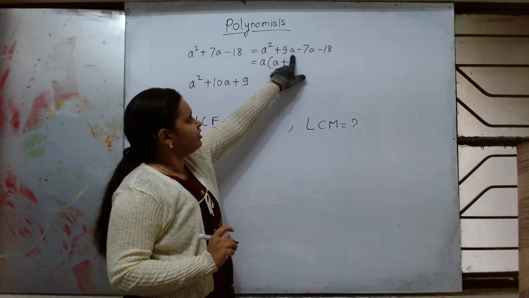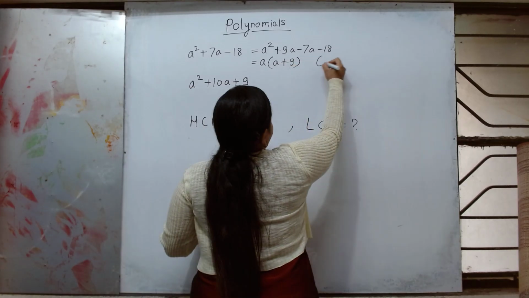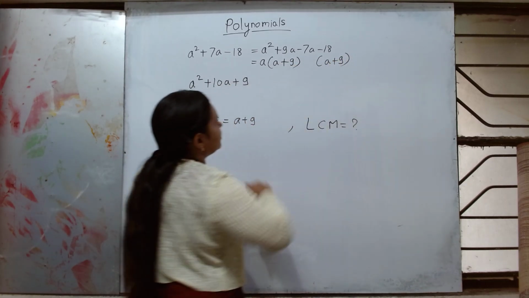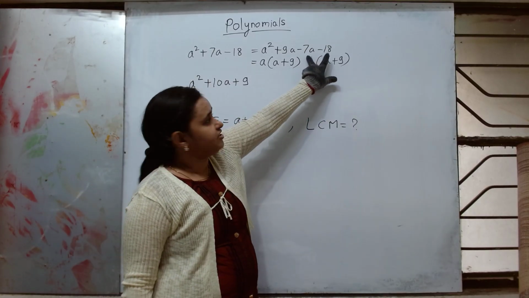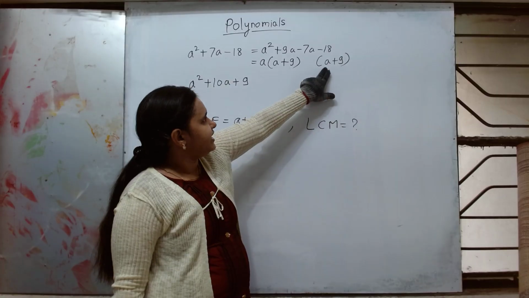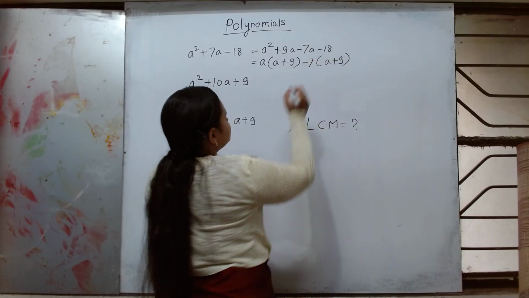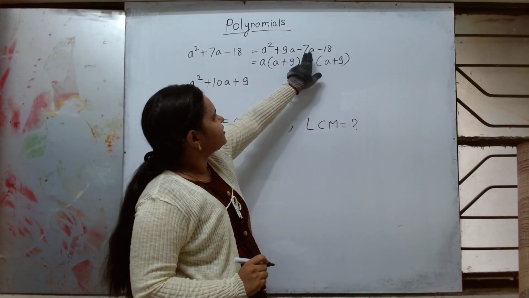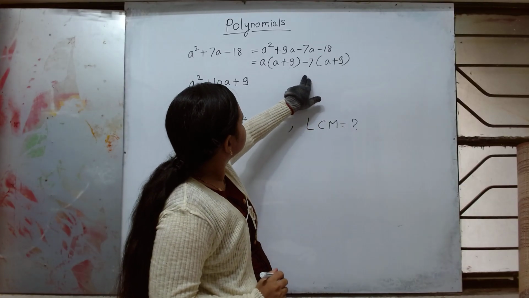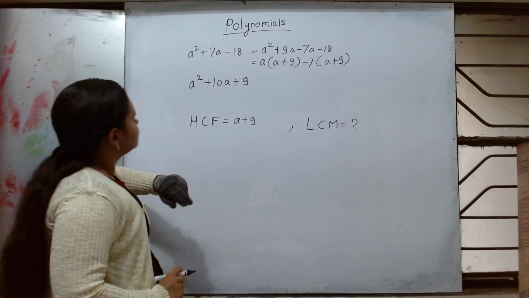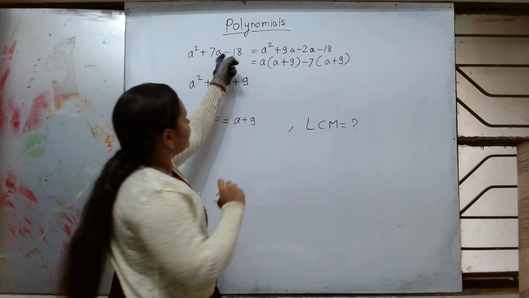From this I have taken a common, and what is remaining? 9. Again the second bracket will be the same. Now I have taken a plus 9 common from this. So what is remaining? From these two terms, a is taken common. From the third term it is remaining minus 7a. Sorry, here it is minus 2a. 9a minus 2a, that is 7.